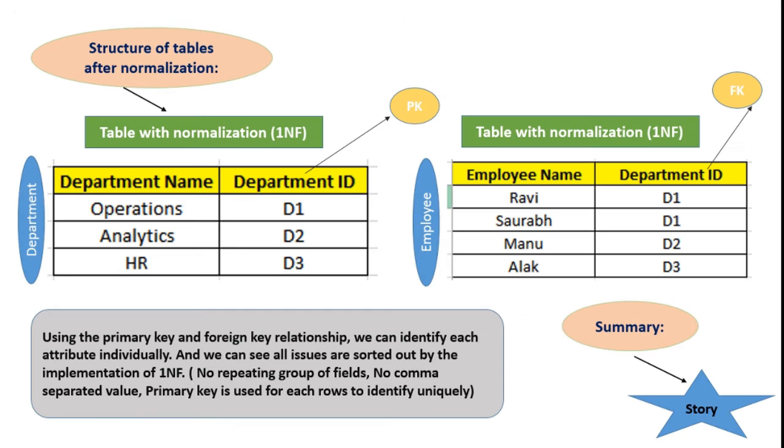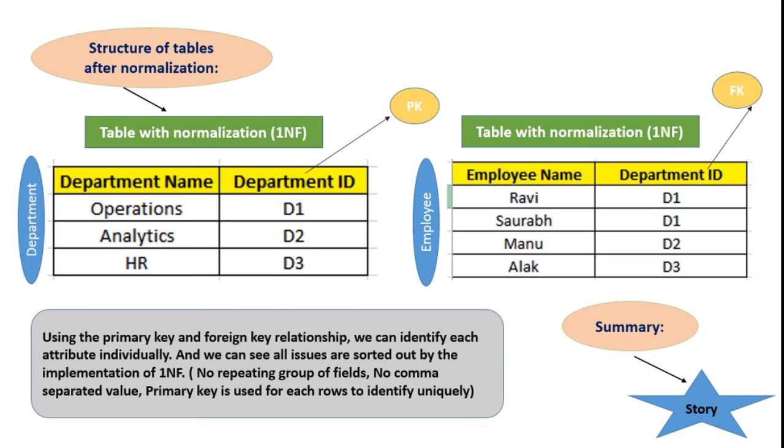So here you can see the structure of tables after normalization, right? Let's suppose we have applied normalization here. The first table has two columns: the first is the department name and the second is the department ID. The department ID we have taken as the primary key for this table, right? Department name contains operations, analytics and HR. These are the three department names we have taken as examples, and we have given D1, D2 and D3 as department IDs for these department names individually, right?